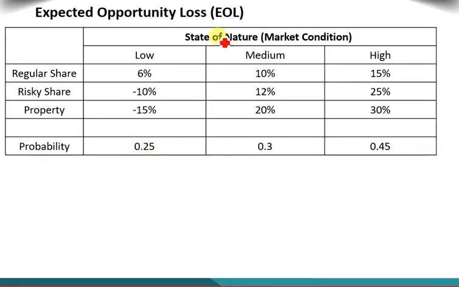Now what we want is to obtain the opportunity loss table first, and then we will do the calculation for it. For getting the opportunity loss, it means if suppose the market condition is low and you invested in property, you are getting a benefit of -15, but there was a chance that you would have got a benefit of 6%. So it means you missed the opportunity. So for that we are calculating the opportunity loss table.